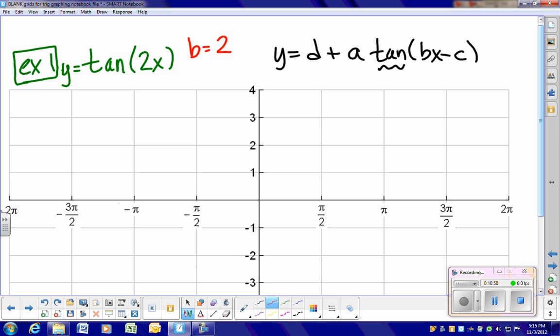Now something that's going to be different with tangent is our period equation. Period with sine and cosine was 2 pi over b. The over b is still going to be there. But because tangent and cotangent are based off of pi, not 2 pi, our equation for period with tangent or with cotangent is pi over b. Okay? So in this case, that would mean that the period is pi over 2. So this is going to be a really squished in graph, okay? It's going to have an even more narrow cycle.